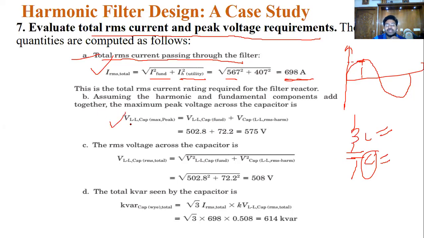Based on this RMS current value, what is the maximum voltage required? 575 volts. So this is the voltage across the capacitor. Then what is the total kVAR of the capacitor? Very simple formulas. So this is the total kVA capacitor value you require.